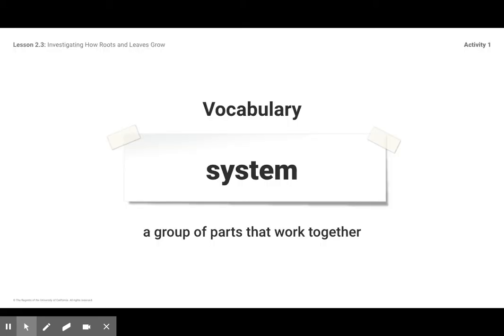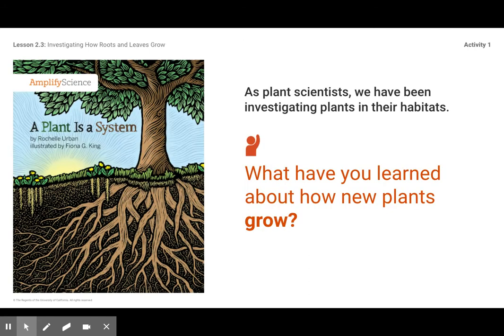So, last lesson we learned this word system, and it's a group of parts that work together. So remember, we learned about how the parts of a plant work together to help the plant survive. The stem, the roots, the leaves, and the flowers all work together as parts to help the flower survive.